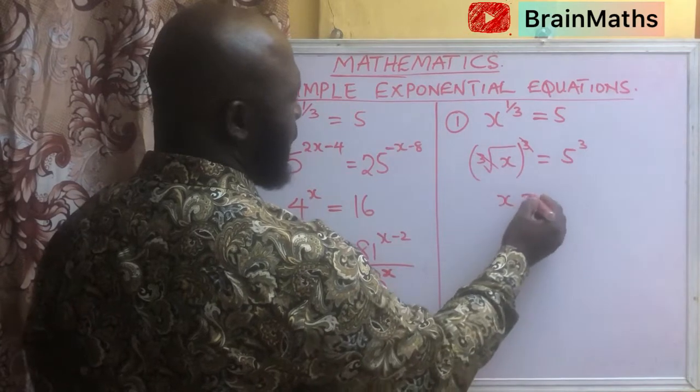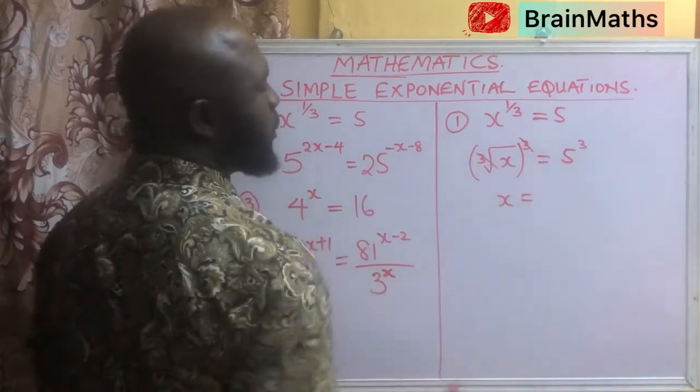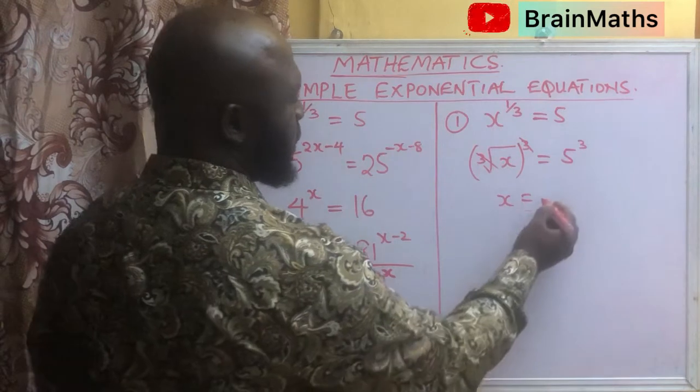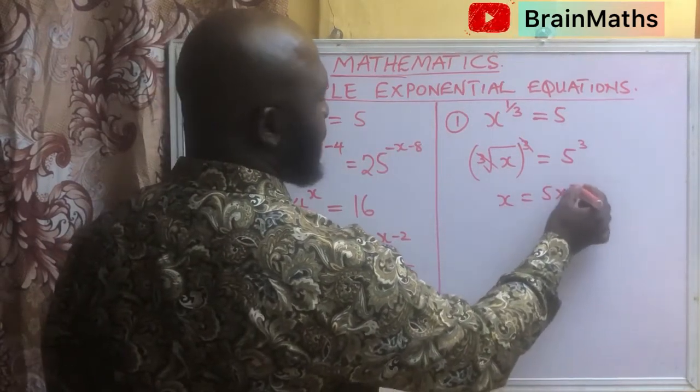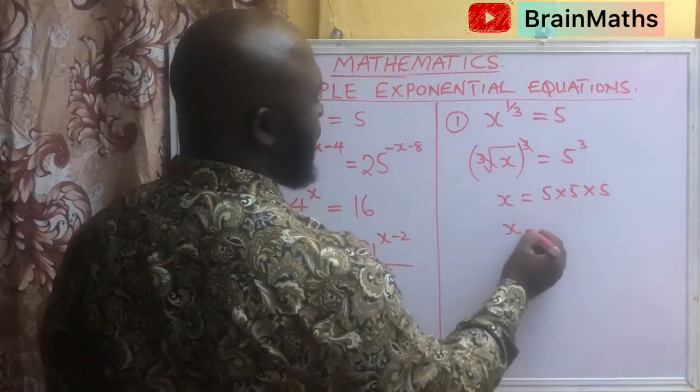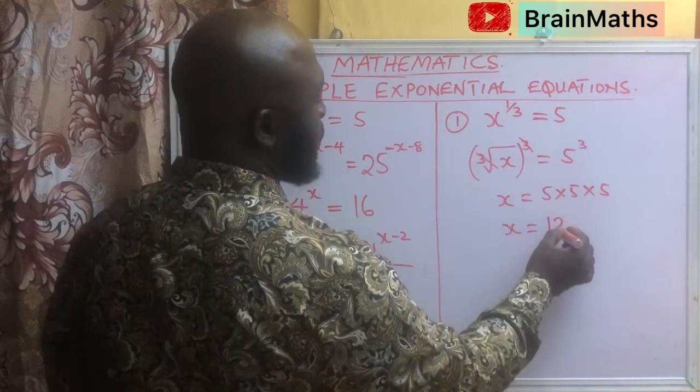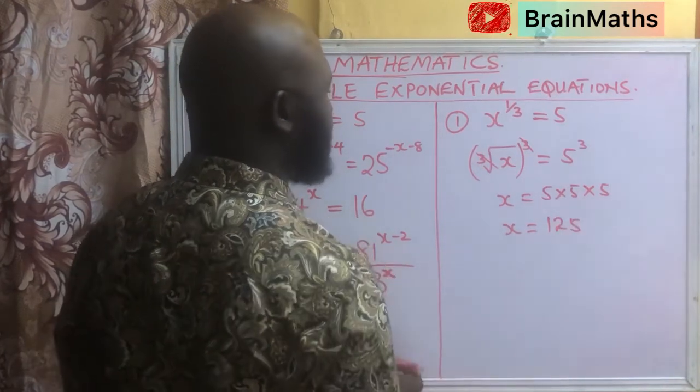So we are left with x, and that is going to give us 5 raised to power 3, which is the same thing as 5 times 5 times 5, if you don't forget, and that is going to give us 125.